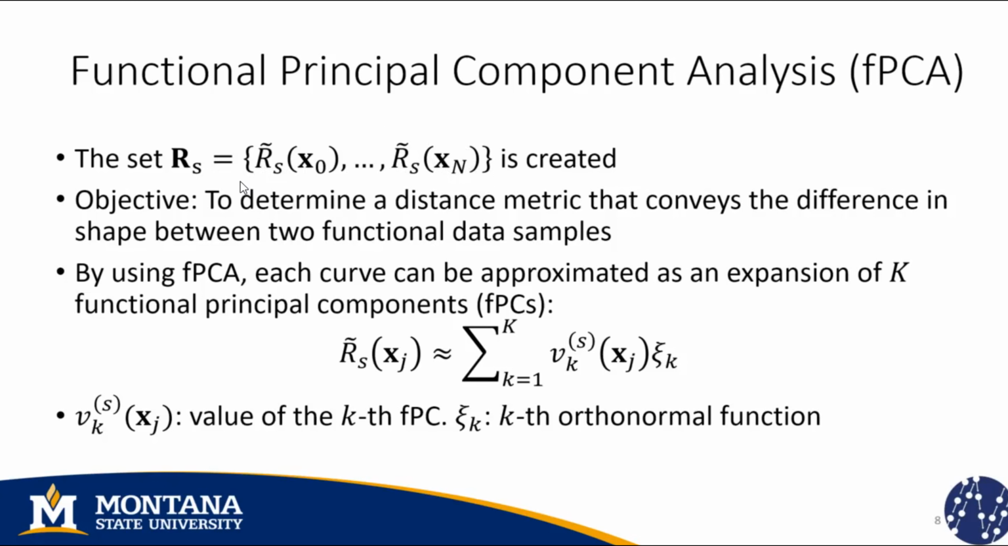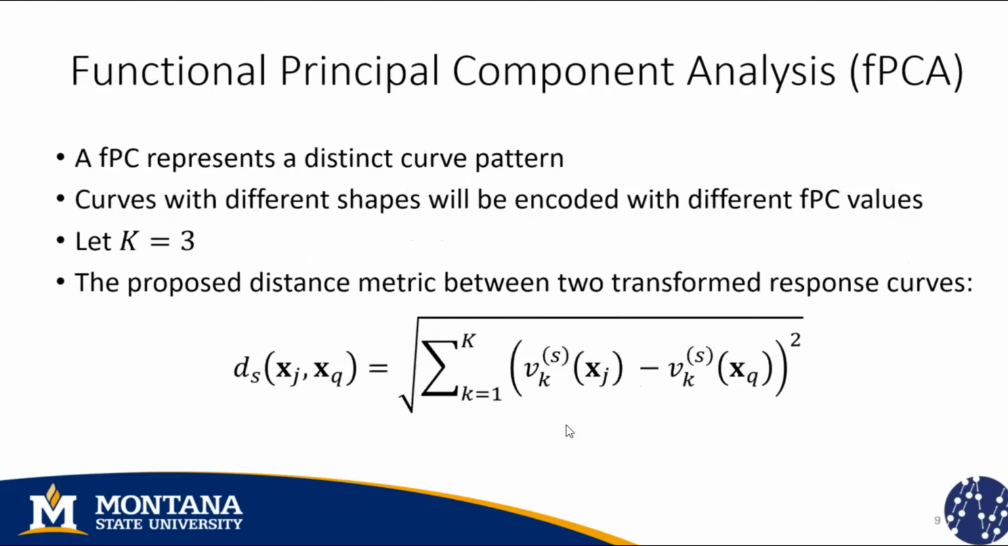By using functional principal component analysis, each curve can be approximated as an expansion of k functional principal components, as shown in this expression for sample xj, where v sub k is the value of the kth functional principal component, and chi sub k is the kth orthonormal function. The idea is that a functional principal component represents a distinct curve pattern, which means that curves with different shapes will be encoded with different principal component values.